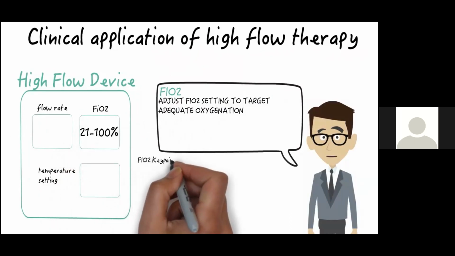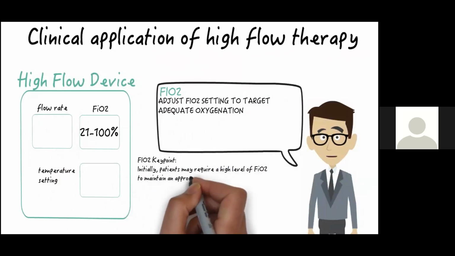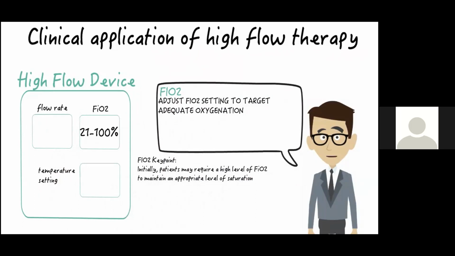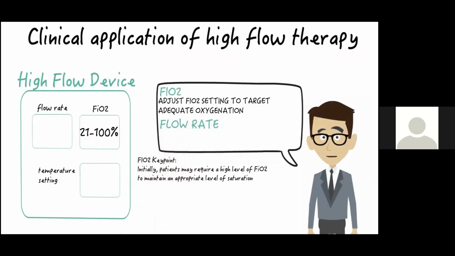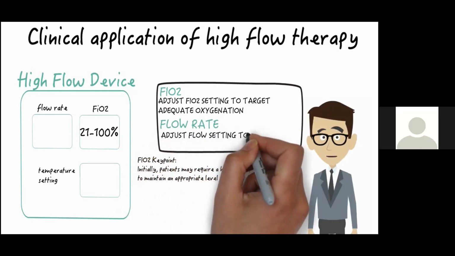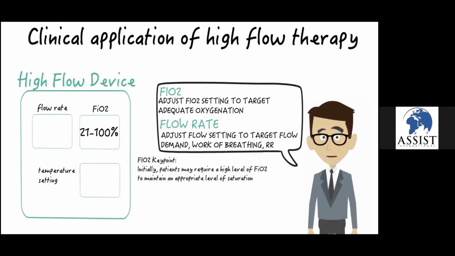Usually, patients in acute respiratory distress who are on high flow may initially require a high level of FiO2 to maintain an appropriate saturation. Next is the flow setting. The flow is usually set to try to meet or exceed the patient's inspiratory flow demand. This is challenging because it's difficult to determine what the patient's inspiratory flow is.